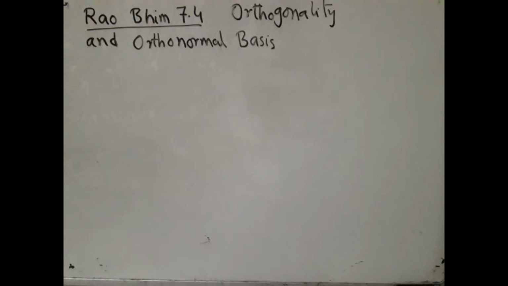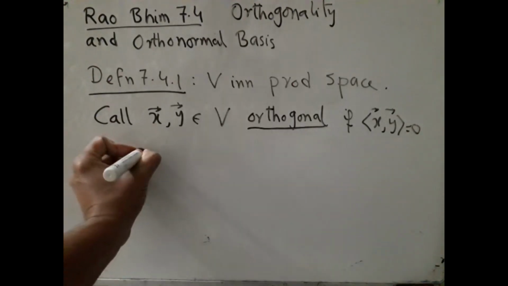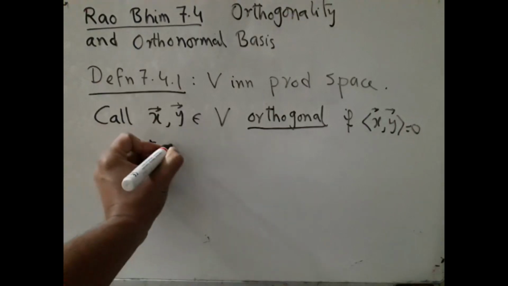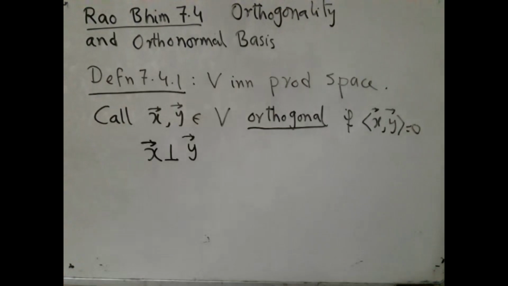Rao Bhim, section 7.4: Orthogonality and orthonormal basis. Definition 7.4.1: V is an inner product space, then we call two vectors x and y in V orthogonal if their inner product is equal to 0, and in this case we use the notation x perpendicular to y.